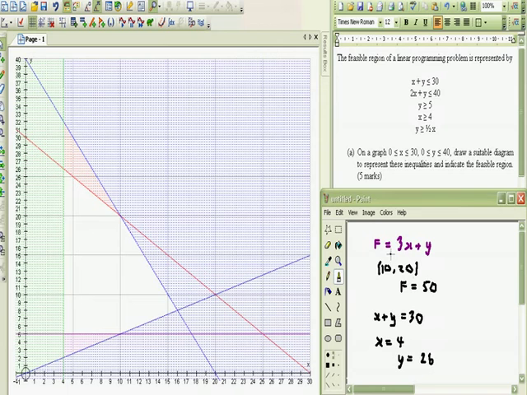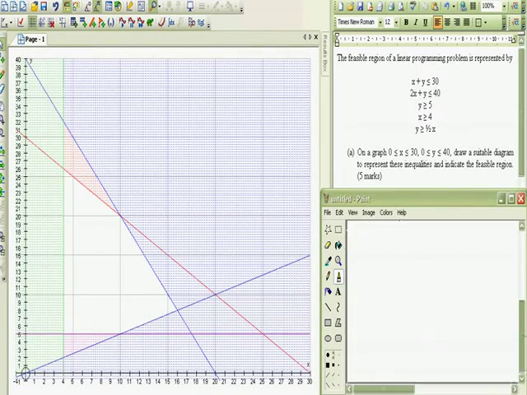So let's put that into my profit function, if you will. 3 lots of 4 is 12, and y is 26, so 12 and 26 is 38, which isn't as much as the 50 that we found from 10, 20. So that wasn't quite so good. There is one other point that I need to consider, and that is this intersection point here.